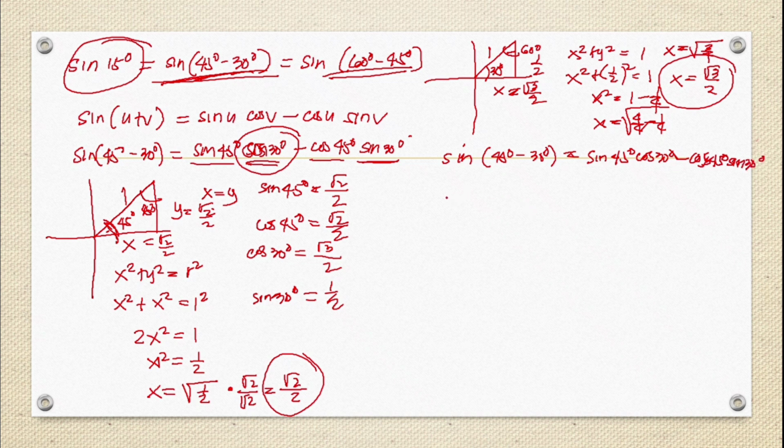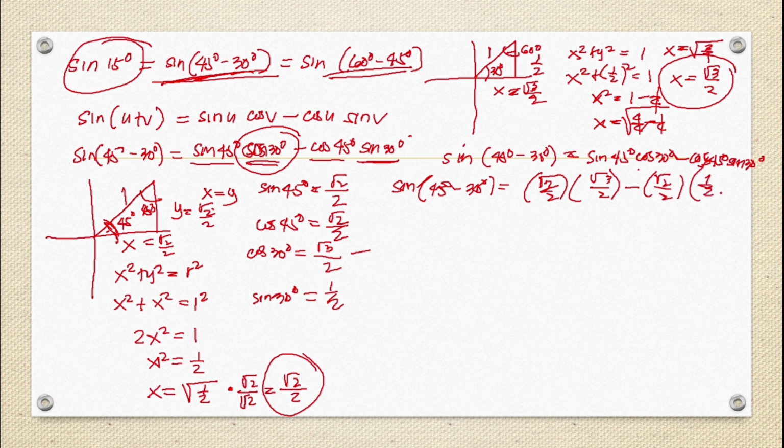So we have sine of 45 degrees minus 30 degrees is equal to sine 45, which is square root of 2 over 2, times cosine 30, which is square root of 3 over 2, minus cosine 45, which is square root of 2 over 2, times sine 30, which is 1/2. If we simplify this, we have square root of 6 over 4 minus the square root of 2 over 4. So you have the square root of 6 minus the square root of 2 over 4. This is the answer for sine of 45 degrees minus 30 degrees.